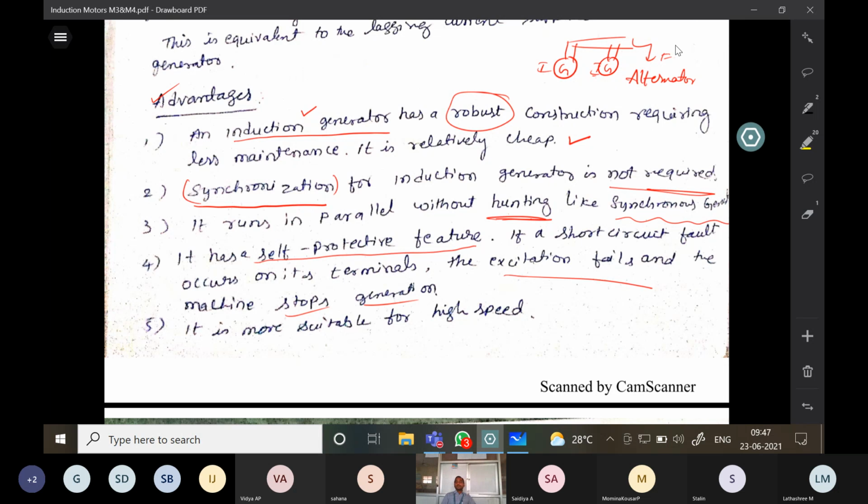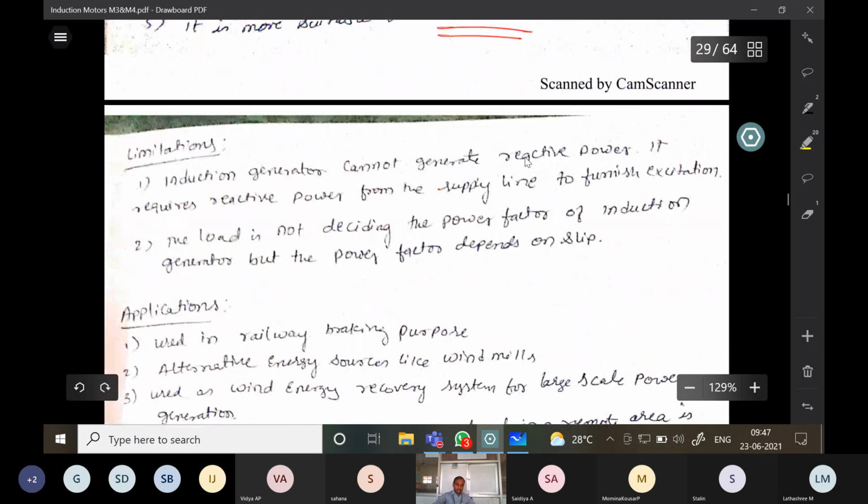So automatically, whenever a short circuit happens, there is no reactive power for the excitation purpose, and it is going to be open. Then the generator will stop the generation, that's all. Okay, and it is more suitable for high speed operation. So these are some of the advantages of induction generator, and some limitations are there.